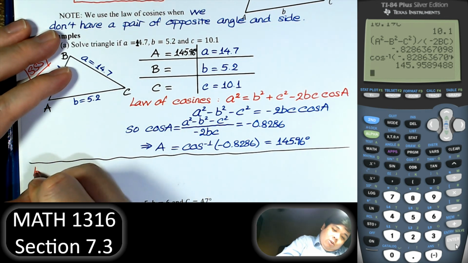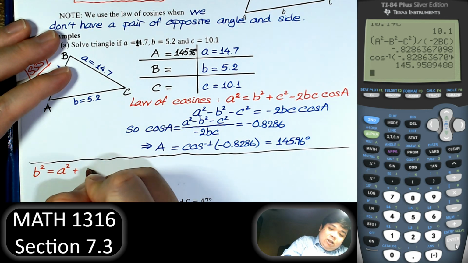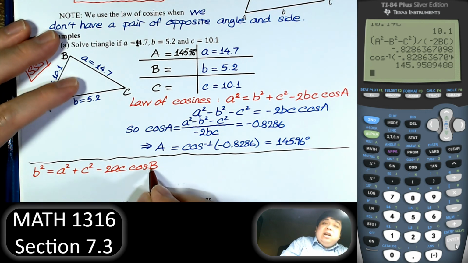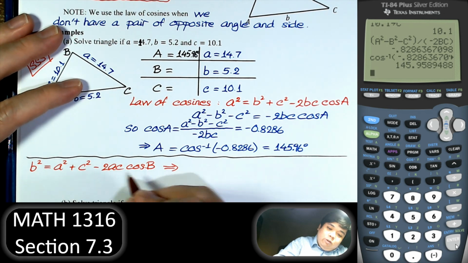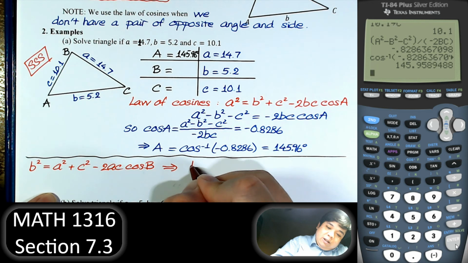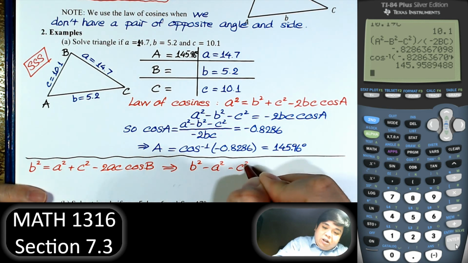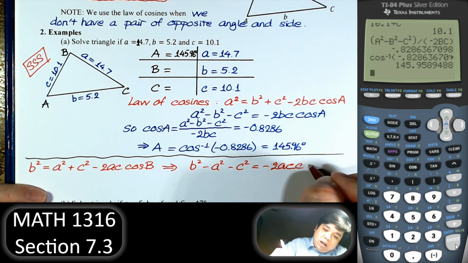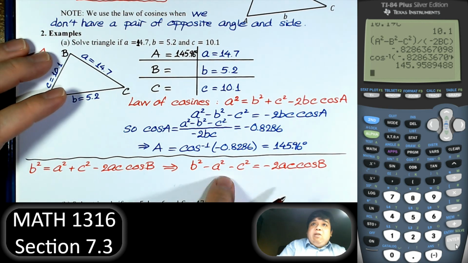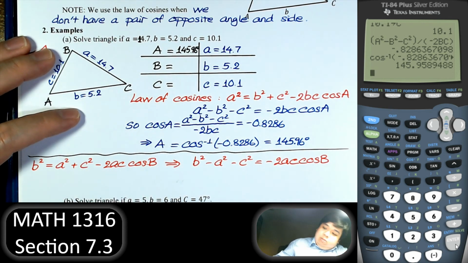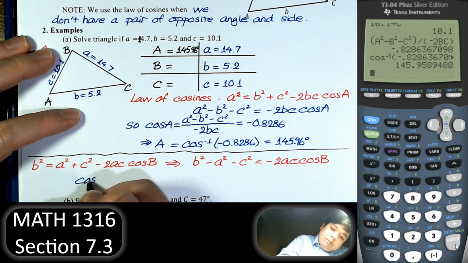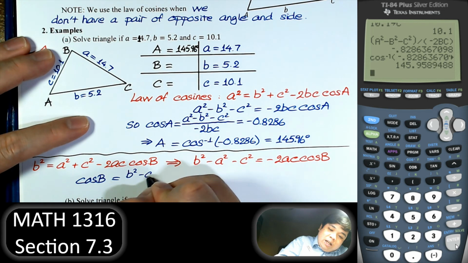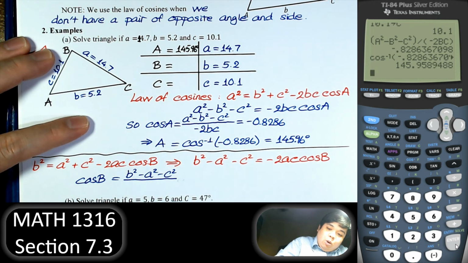So, b squared equals a squared plus c squared minus 2ac cosine B. If I start with b, I end up with B. If we solve for it, subtract a squared and c squared to the other side, we have negative 2ac cosine b, and then divide by negative 2ac. So we have cosine of b is equal to b squared minus a squared minus c squared over negative 2ac.